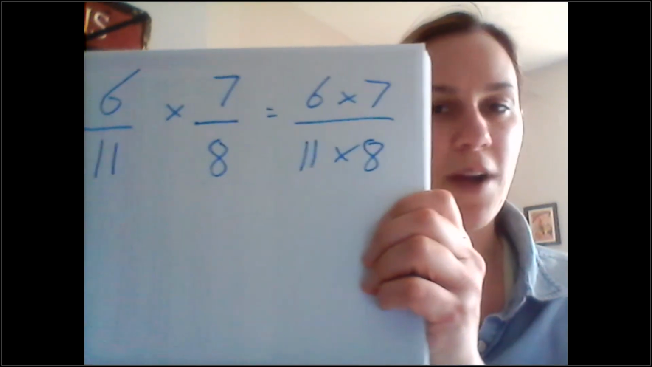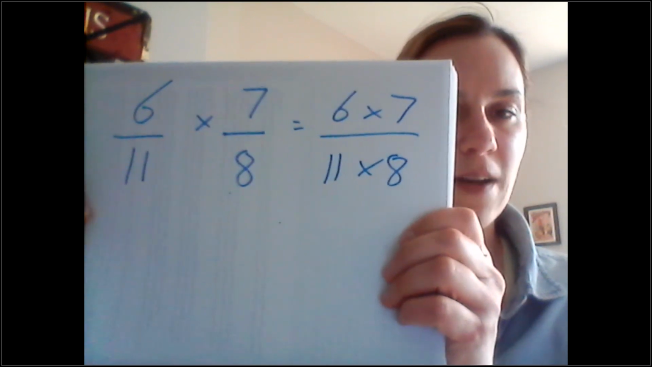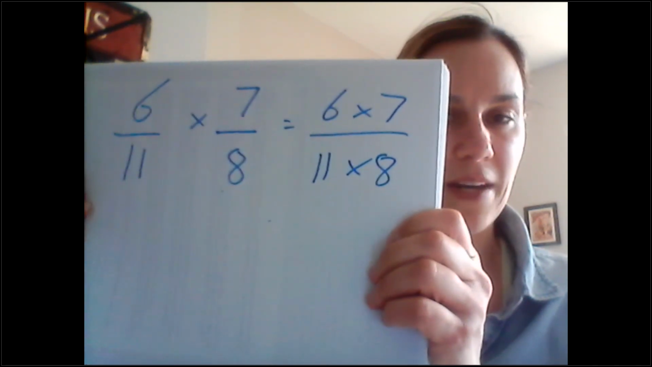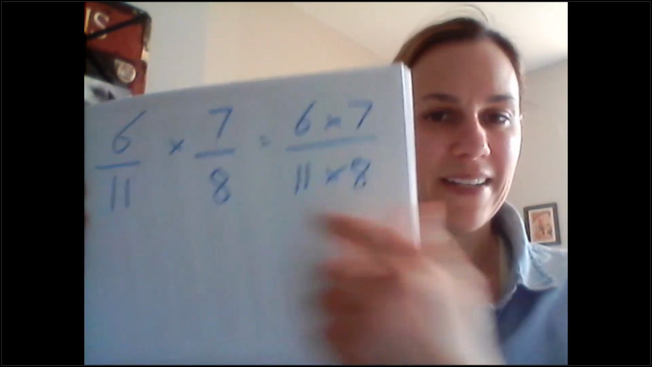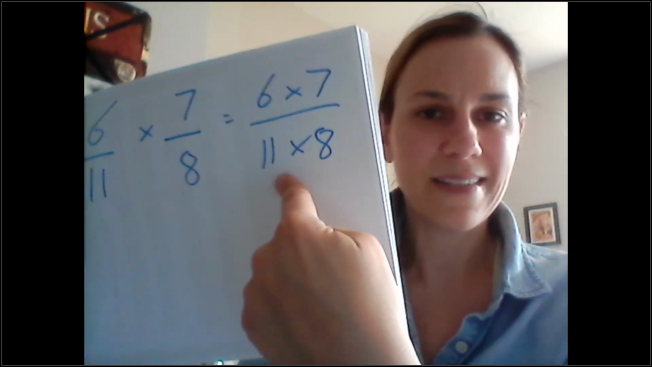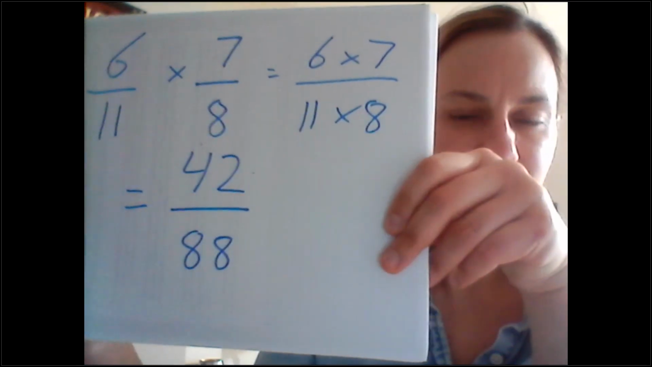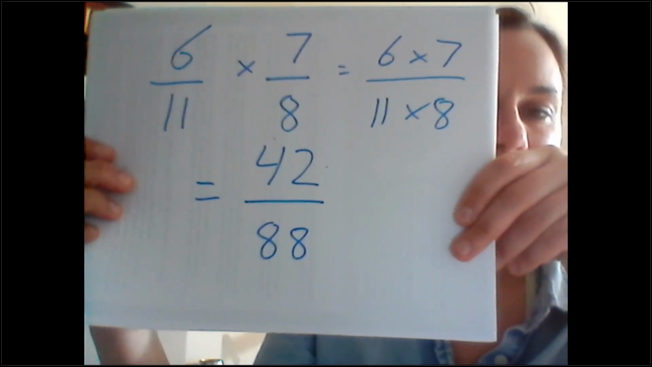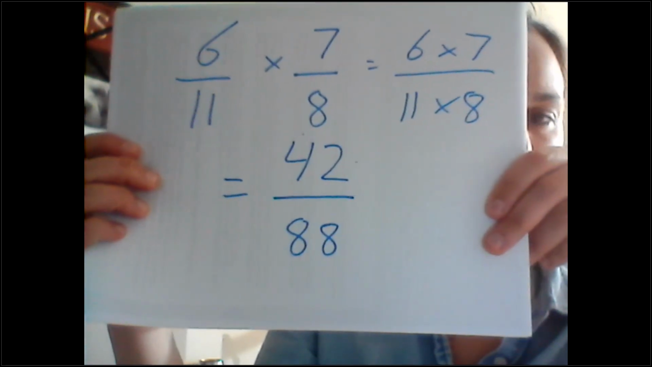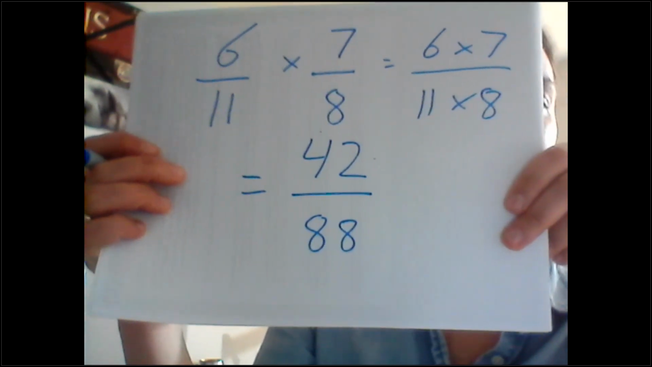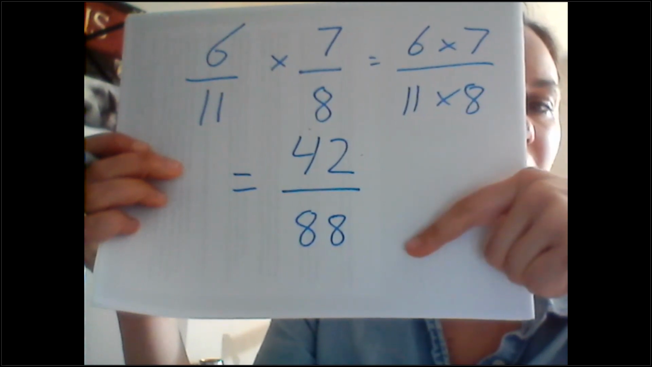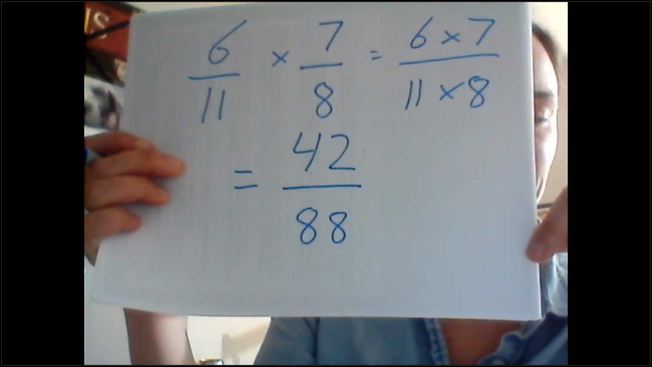That's my same problem, just rewritten so that I know I'm multiplying numerator by numerator, denominator by denominator. Six times 7 is 42, and 11 times 8 is 88. So I'm looking at 42 over 88, and I'm thinking, I'm definitely going to need to simplify that. It might take me a few minutes to figure out a common number I can use to divide both the 42 and the 88 to get it in its simplest terms.